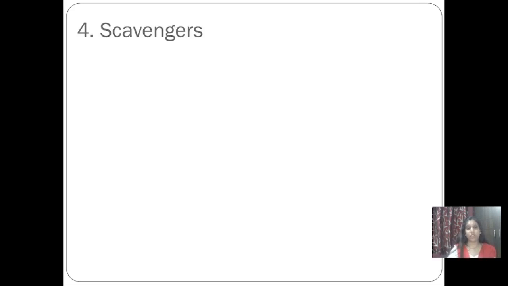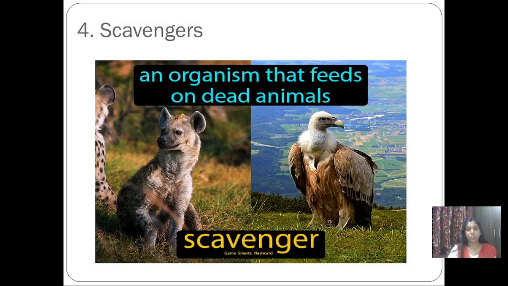The fourth is scavengers. Now scavengers, the name itself says that these scavengers feed on dead animals. So whatever is dead, they will go and eat that. Vultures and hyenas depend upon dead animals. So these are scavenger animals.